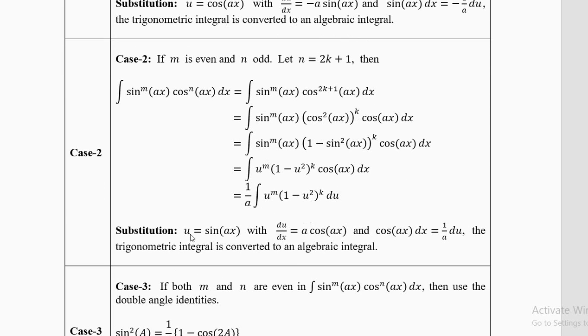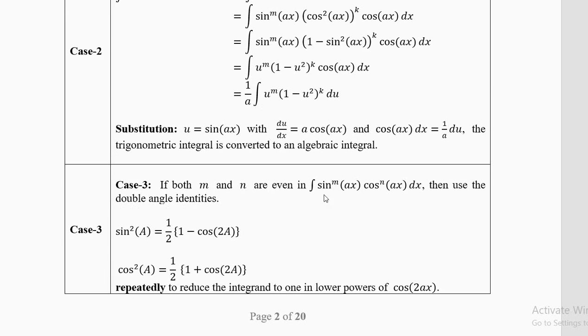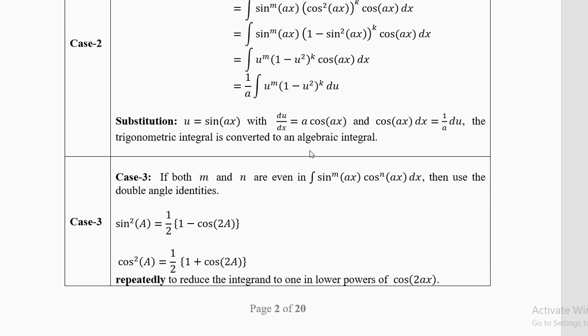It is using the substitution u equal to sine ax, and your integral becomes 1 over a u power m into 1 minus u square whole power k. These substitutions will help you to convert your trigonometric integrals of this type to algebraic integrals. And these algebraic integrals we have seen, if k equal to 1, 2 or 3 or 4, we can use the identities which we have on page 1 and do it. Even if k is big, we have to do the same thing. But normally in simple examples, we'll have simple values of k like 1, 2, 3, and it will not be very difficult to open the bracket.